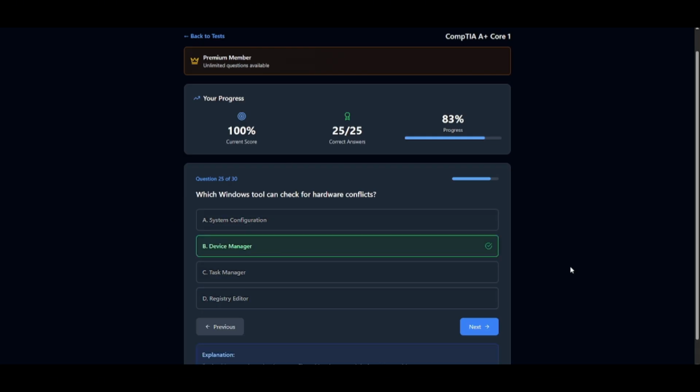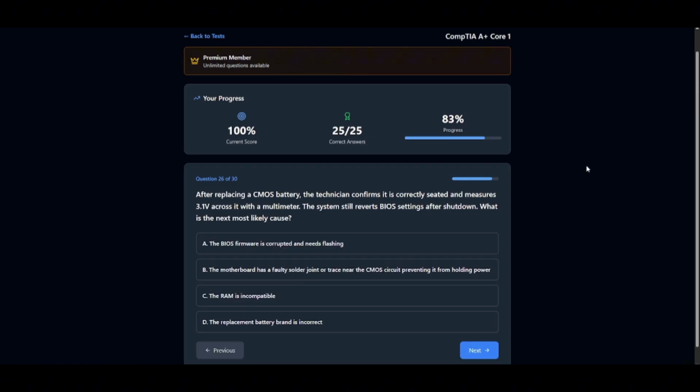Like I said before, there are certain diagnostic tools on the computer itself that you need to know what they are used for, so on and so forth. Very, very important for A+ Core 1. Question number 26. After replacing a CMOS battery, the technician confirms it is correctly seated and measures 3.1 volts across it with a multimeter. The system still reverts BIOS settings after shutdown. What is the next most likely cause? Think about this one for a moment.